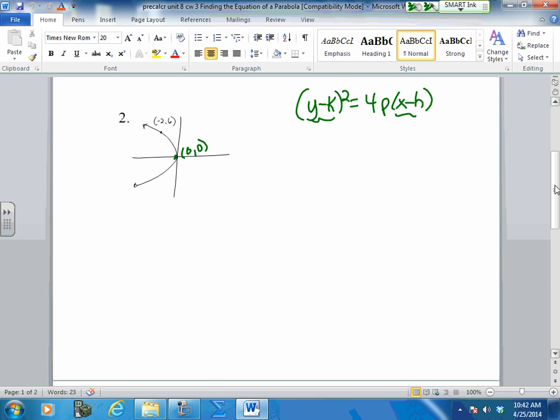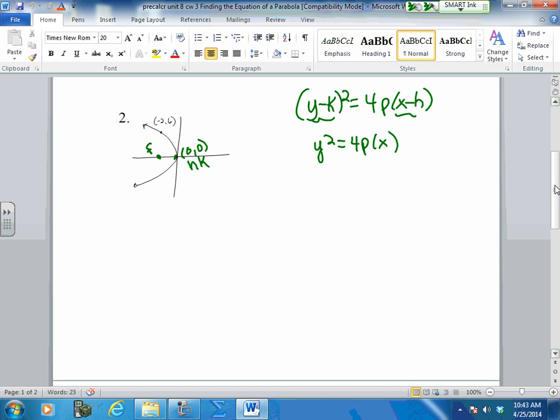The focus is negative. That's just a point on your curve. Your focus would be in here somewhere, right? Your focus is on the axis of symmetry, where your vertex is. That's just a random point on your graph. So let's plug in your 0, 0 for h and k. Let's just do this one step at a time. So there's your y squared equals 4px.